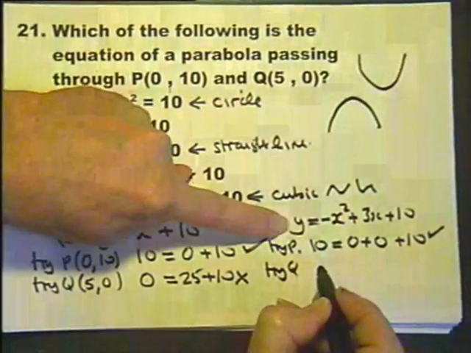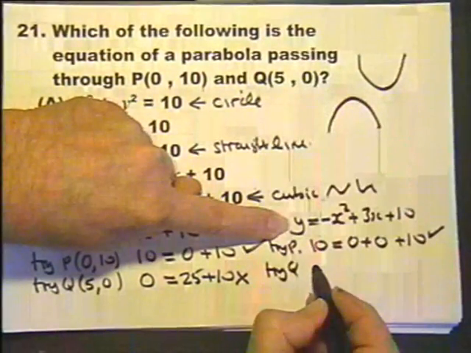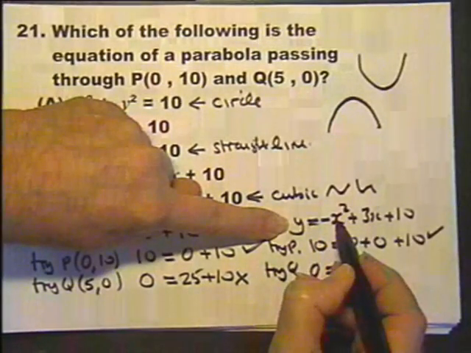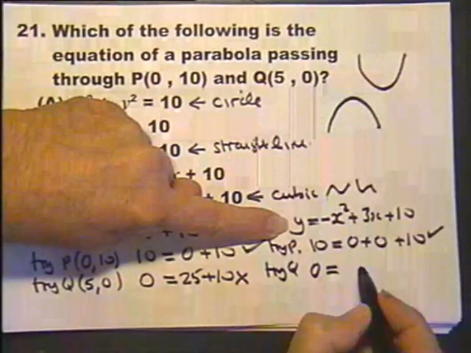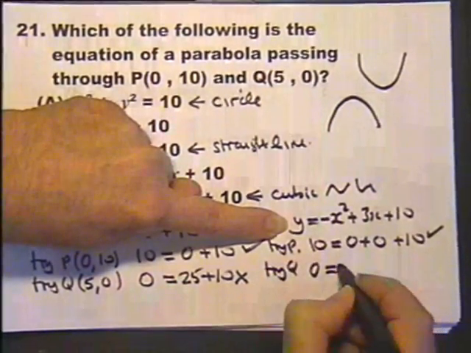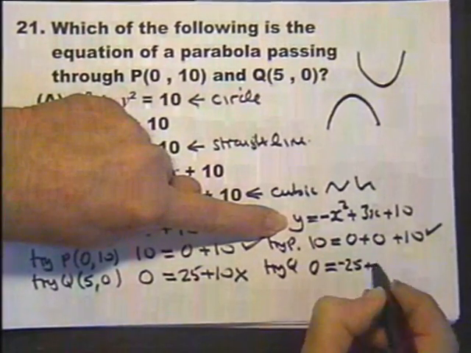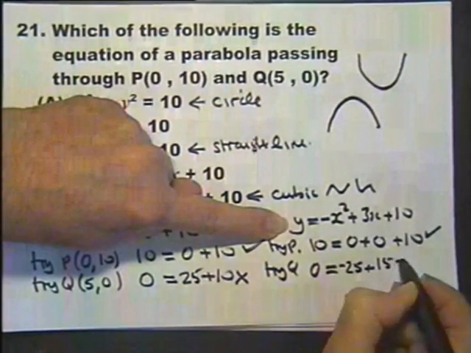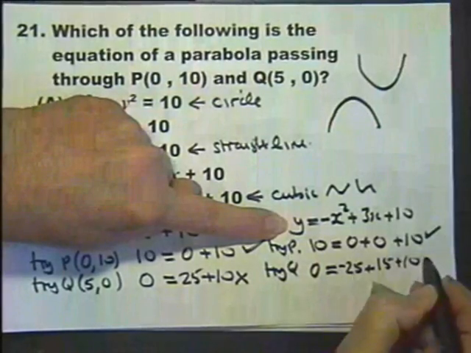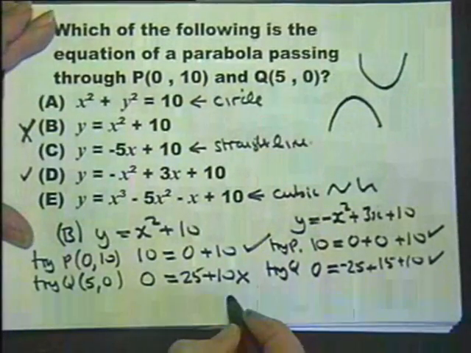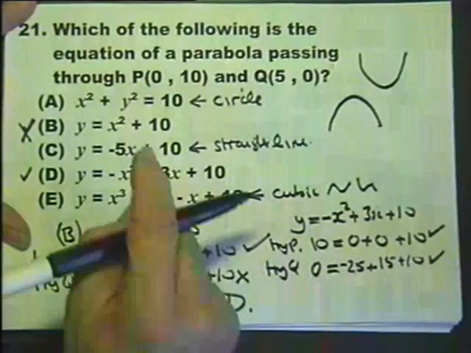In other words, y is going to be the 0 value. X squared is going to be 5 squared, which is 25, but it's minus x squared, so it's minus 25, plus 3 5s are 15, plus 10. That does work out to be 0, so I really am quite convinced that D is the answer to 21.